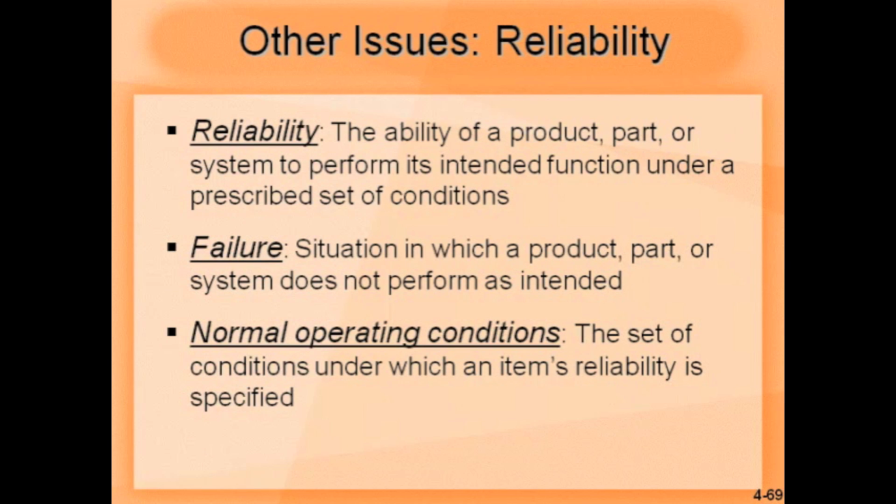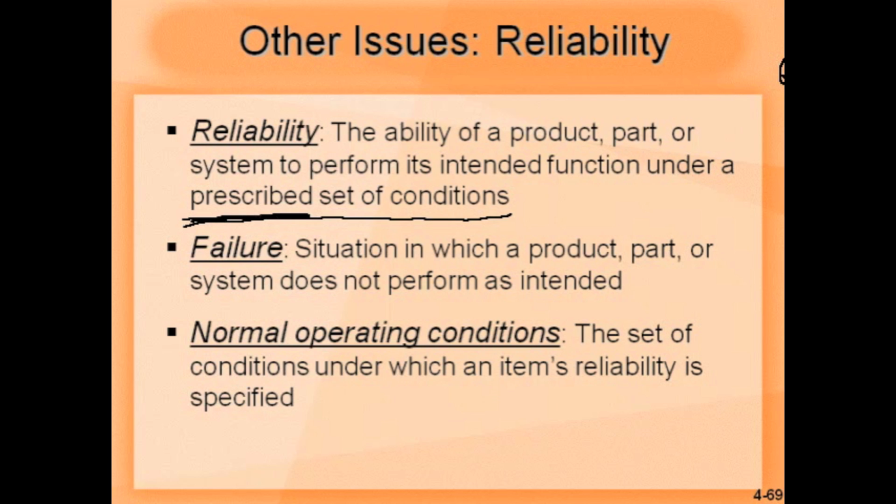Now the next slide, the issue related to design of products and services is reliability. This is the ability of a product, part or system to perform its intended function under a prescribed set of conditions. Generally, this prescribed set of conditions is normal conditions. Reliability and quality, in a way, are related. You may say reliability is quality over time. So if quality is maintained over a period of time, that's called reliability.